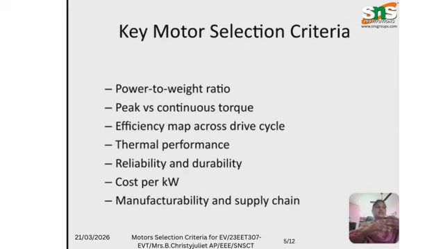Now let's look at the main criteria for selecting a motor. The important factors include power to weight ratio, torque, which is peak versus continuous torque, efficiency in real driving conditions, thermal performance, reliability and durability, cost per kilowatt, and how easy the manufacturing of these motors is. In simple words, we want a motor that is powerful, efficient, durable, and also affordable.